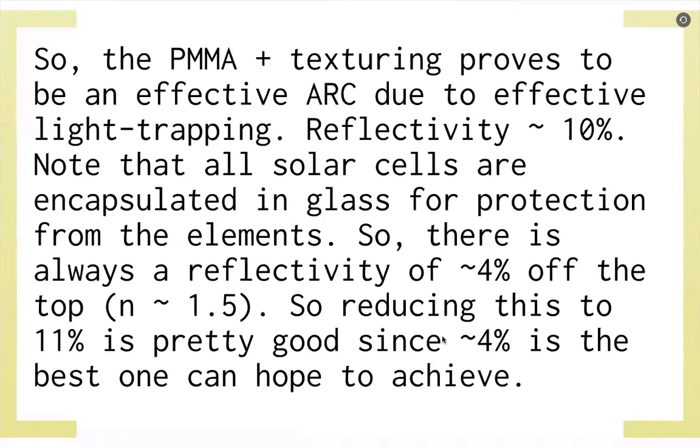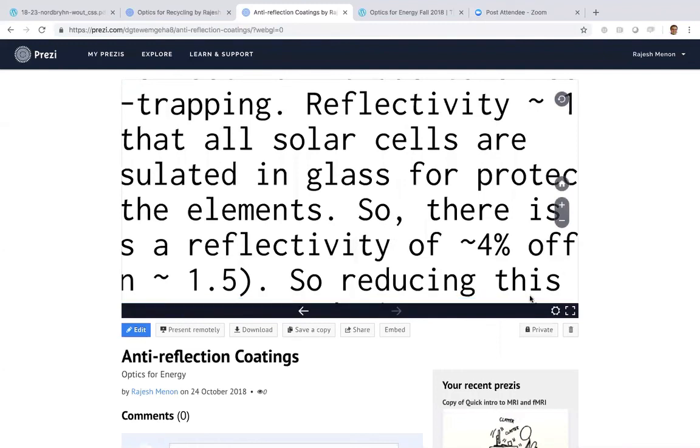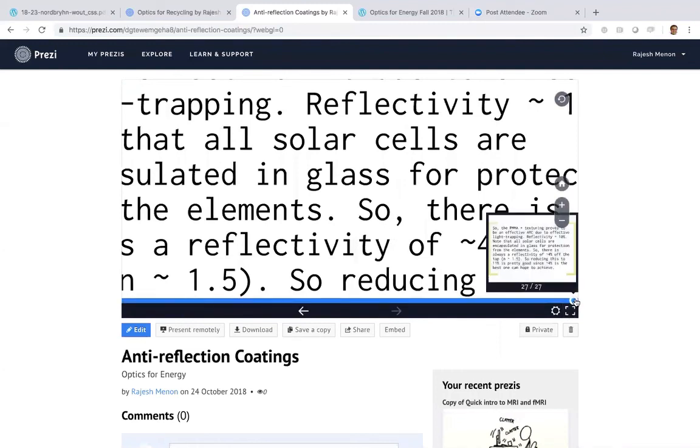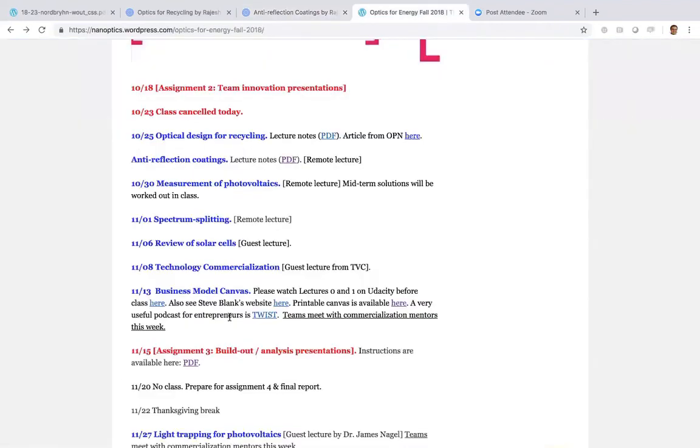Okay, so that's basically the end of the lecture. What I want you to remember today, what we covered, is anti-reflection coatings, very basic design using index matching and quarter wave designs, and why anti-reflection coatings are important, also quite important for solar cells. We also talked about optical design for recycling and optical systems used for recycling, particularly related to spectroscopy. So I'll stop here and see if there are any questions.